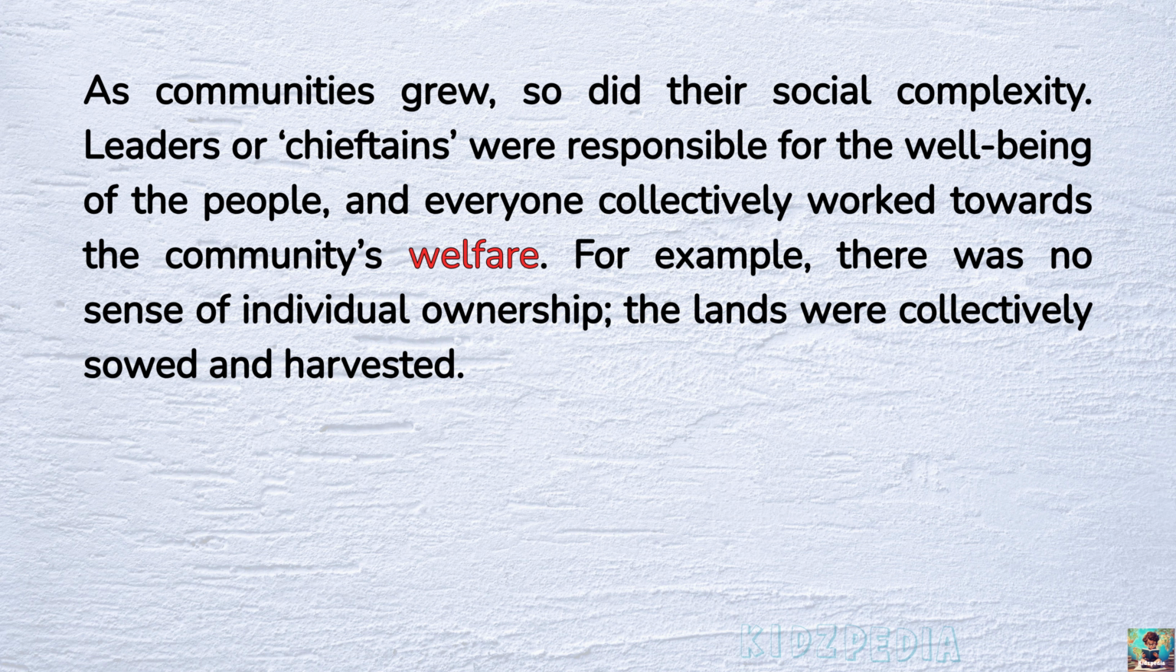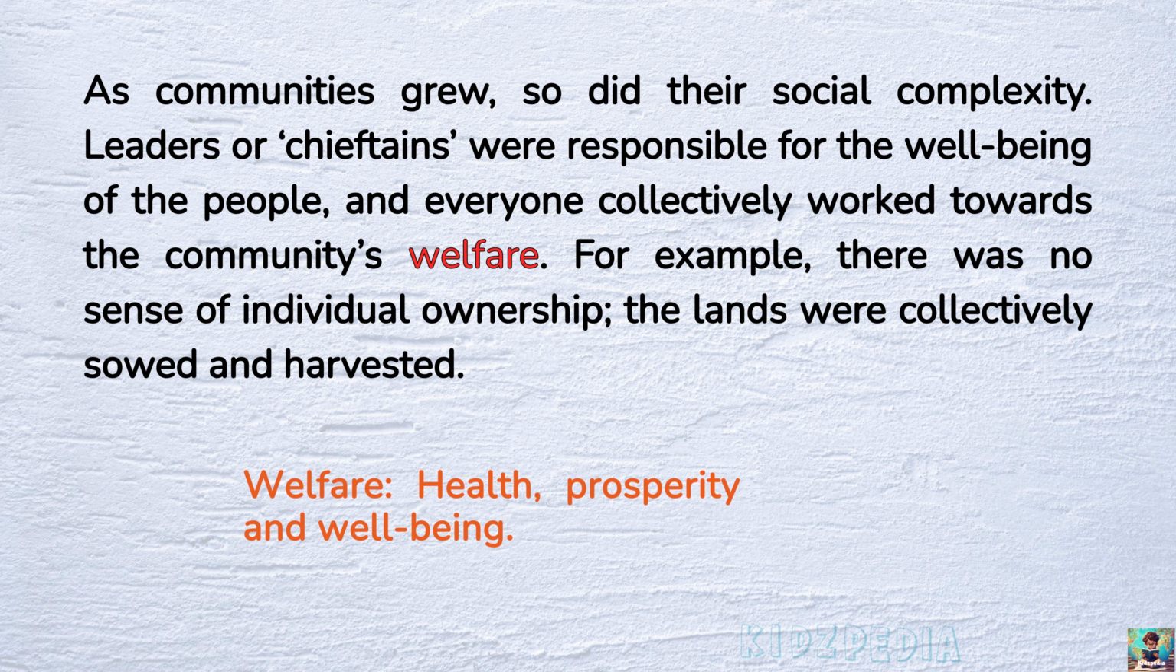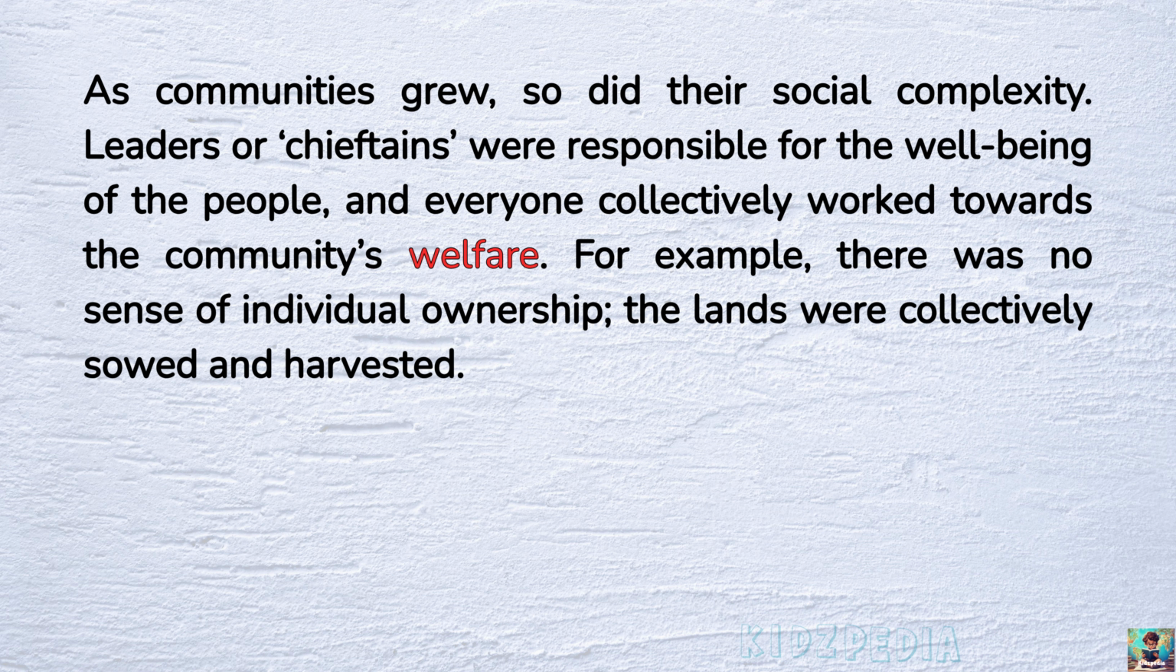As communities grew, so did their social complexity. Leaders or chieftains were responsible for the well-being of the people, and everyone collectively worked towards the community's welfare. For example, there was no sense of individual ownership. The lands were collectively sowed and harvested. Welfare here means health, prosperity, and well-being. And chieftain is a leader of a tribe or a small group of people.